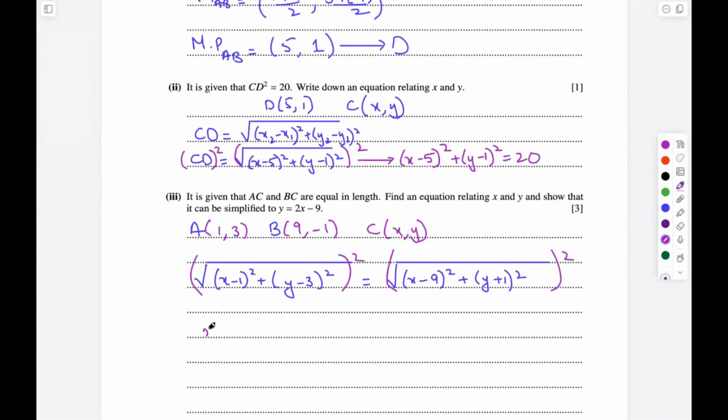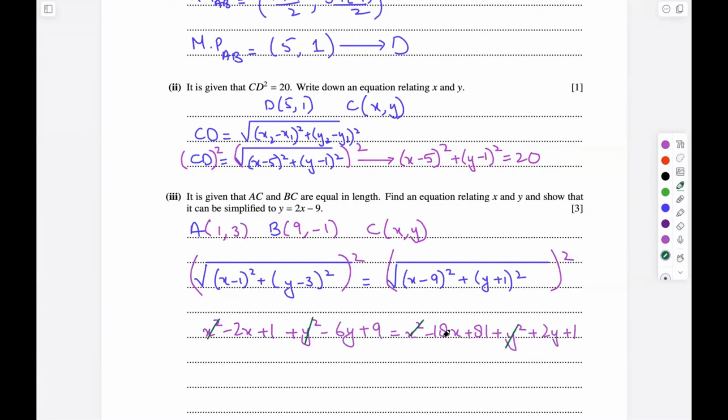And expanding this, we'll get x squared minus 2x plus 1. Expanding y minus 3, that will become y squared minus 6y plus 9. Expanding this will become x squared minus 18x plus 81. And this will become y squared plus 2y plus 1. Now, on both the sides, we have x squared and x squared, so they will cancel out. The y squared will cancel with y squared.